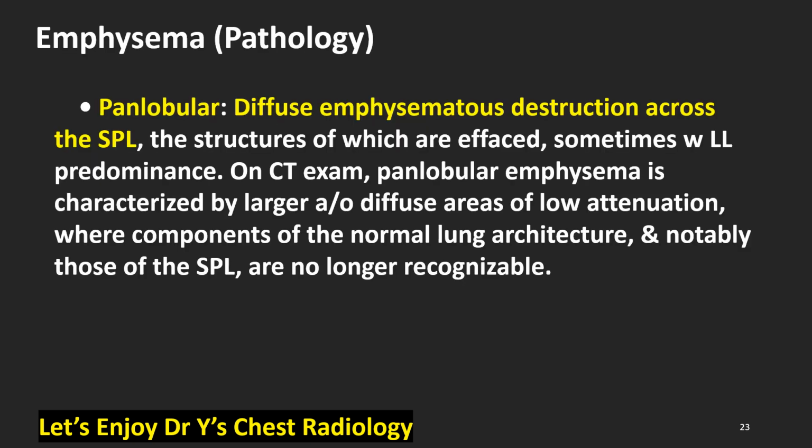Panlobular: diffuse emphysematous destruction across the secondary pulmonary lobule, the structures of which are effaced, sometimes with a lower lobe predominance. On CT exam, panlobular emphysema is characterized by larger and/or diffuse areas of low attenuation, where components of the normal lung architecture, and notably those of the secondary pulmonary lobule, are no longer recognizable.